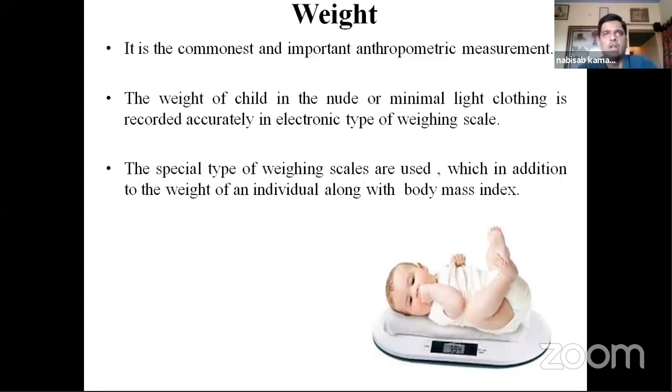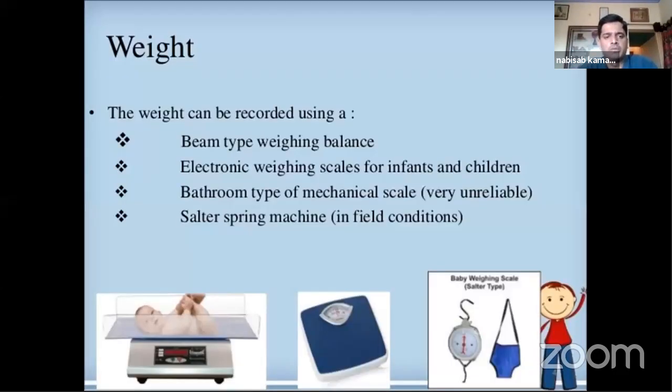Next and important anthropometric measurement is weight. It is the commonest and most important anthropometric measurement. The weight of the child is taken nude or in minimal light clothing and recorded accurately on an electronic weighing scale. Special types of weighing scales give, in addition to the weight of the individual, his or her body mass index. The common types are the beam type weighing scale and the electronic weighing scale.